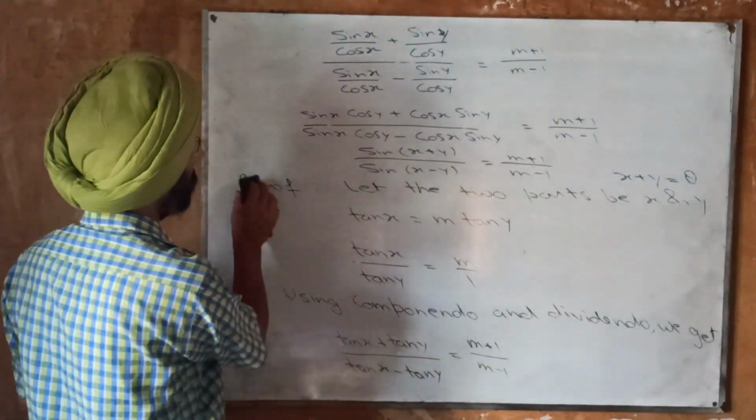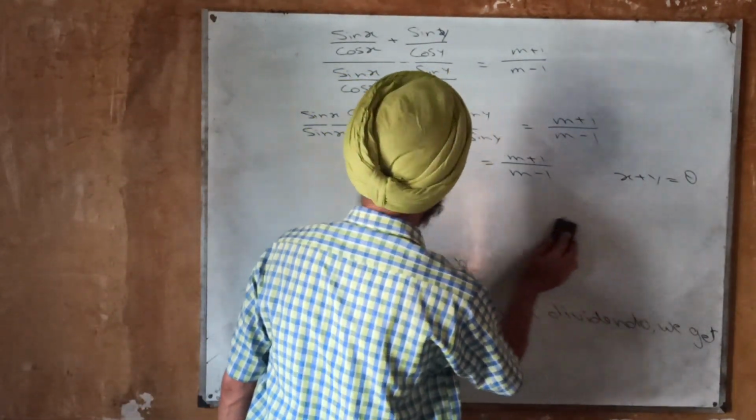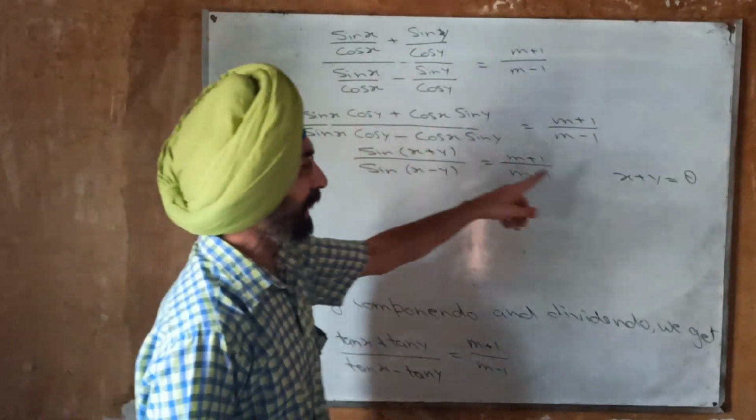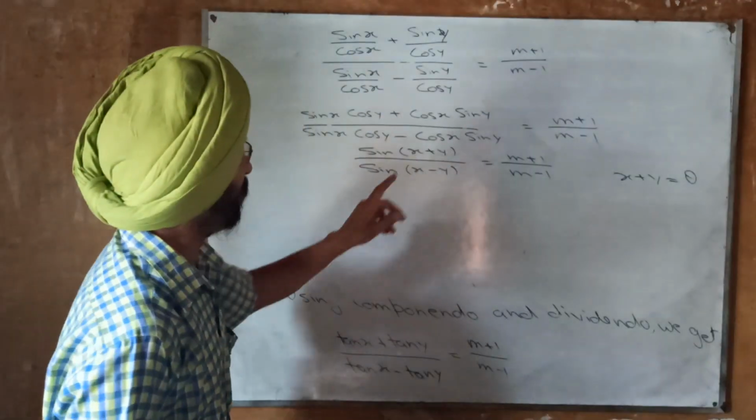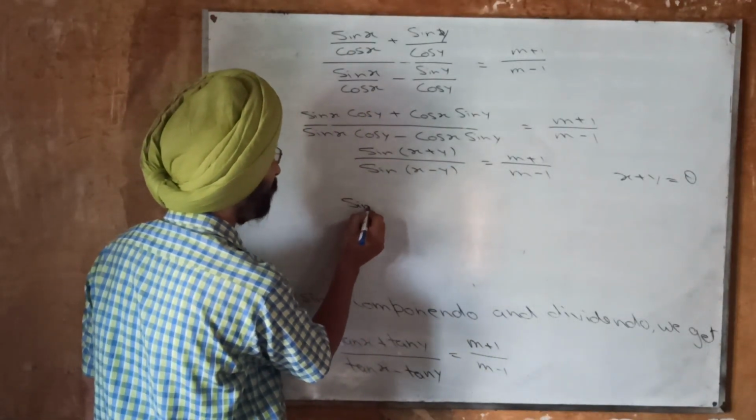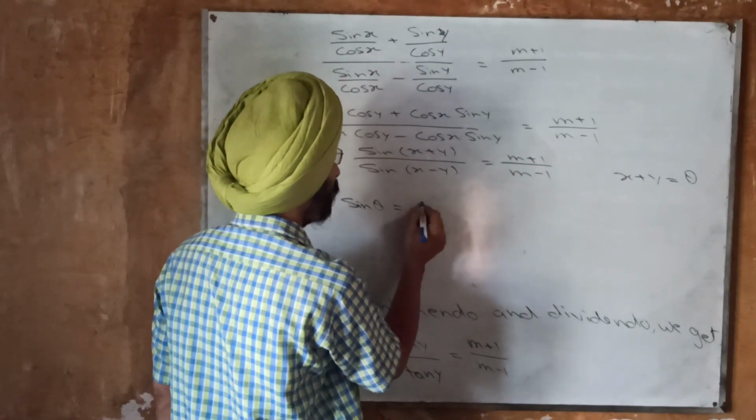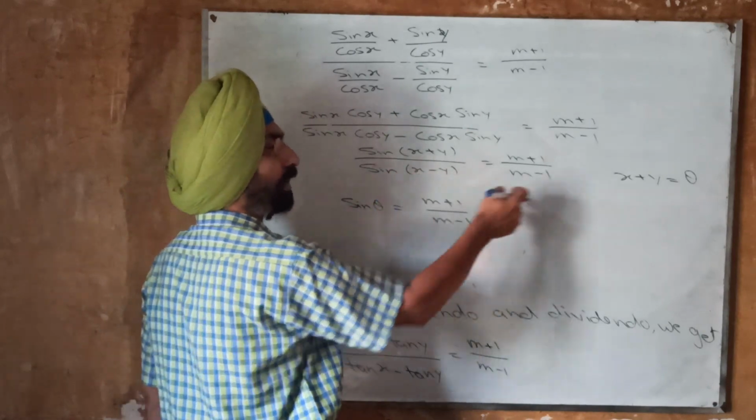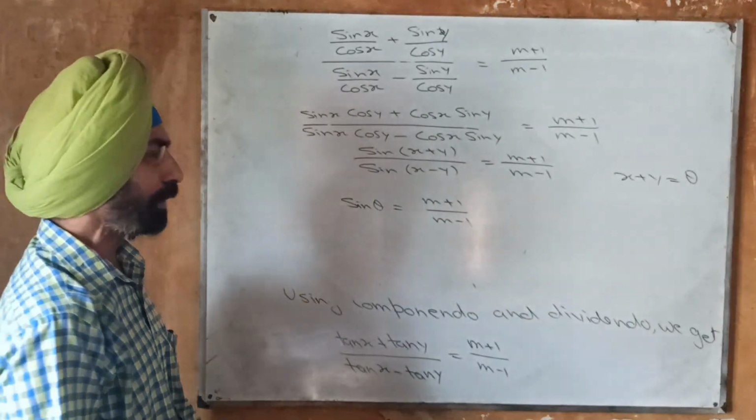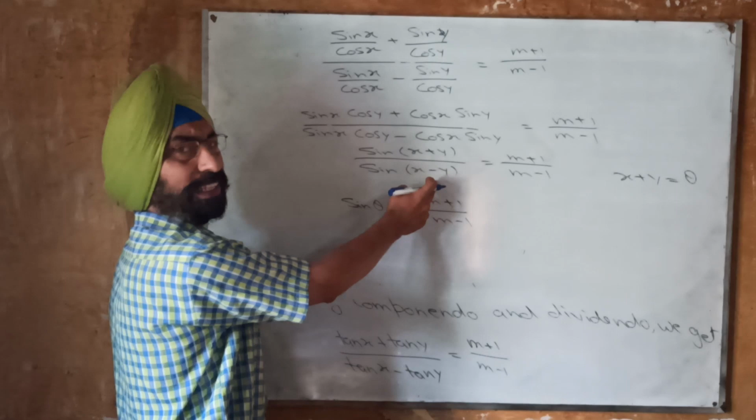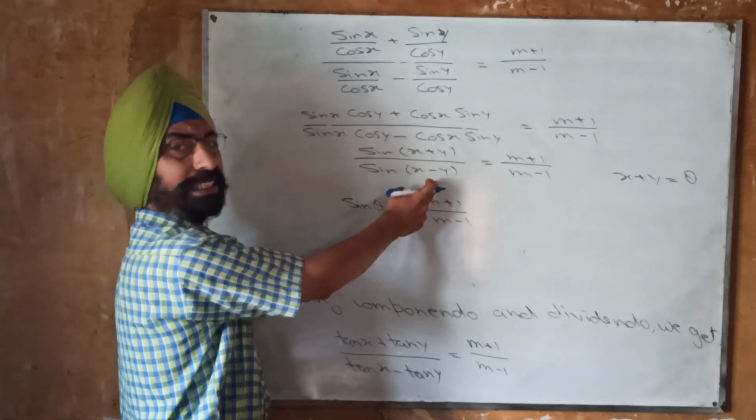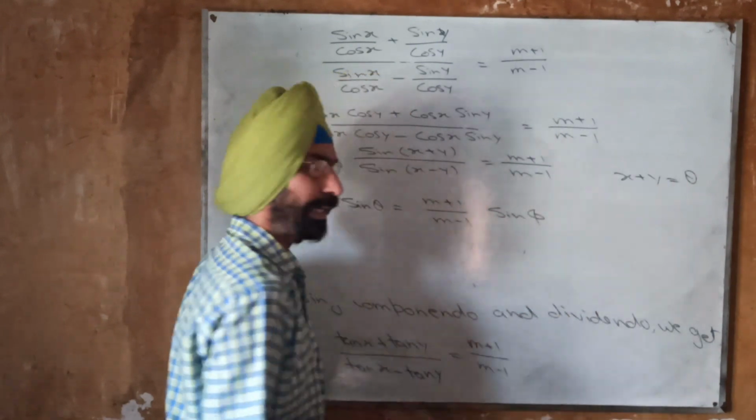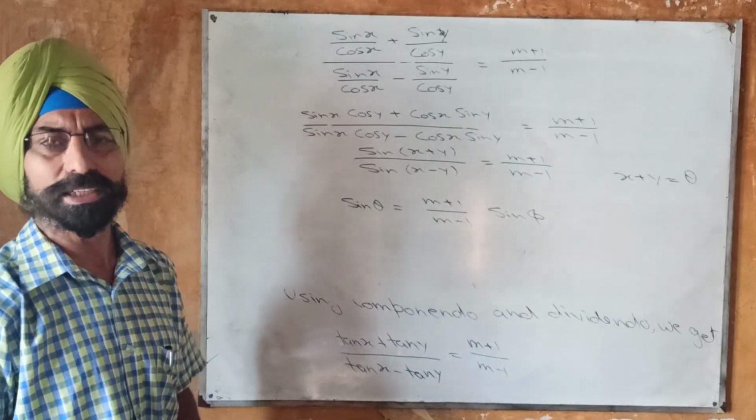And now the final step. What you are going to get: this is x plus y, and x plus y is theta. So it is sin theta is equal to (m plus 1) upon (m minus 1), and this term sin (x minus y) I am taking to the right hand side by cross multiplication, and x minus y is the difference of x and y, which is given to be phi, so it is sin phi. So you will get sin phi on the right hand side, and this is the required result to be obtained.